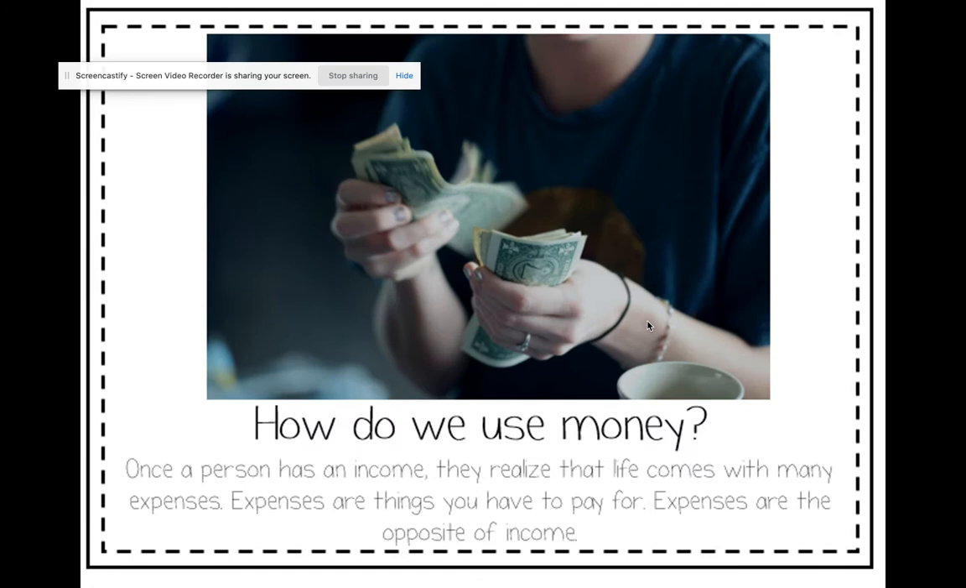How do we use money? Once a person has an income, they realize that life comes with many expenses. Expenses are things you have to pay for. Expenses are the opposite of income. So when we pay bills and buy groceries and spend money on new toys or clothes, those are expenses.